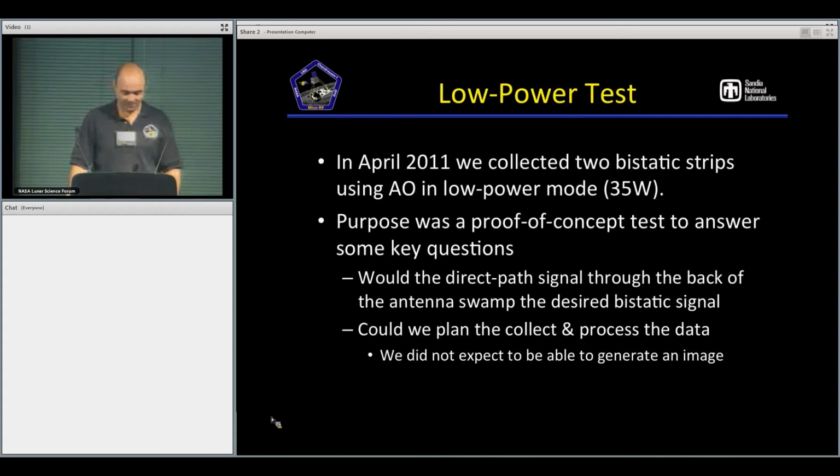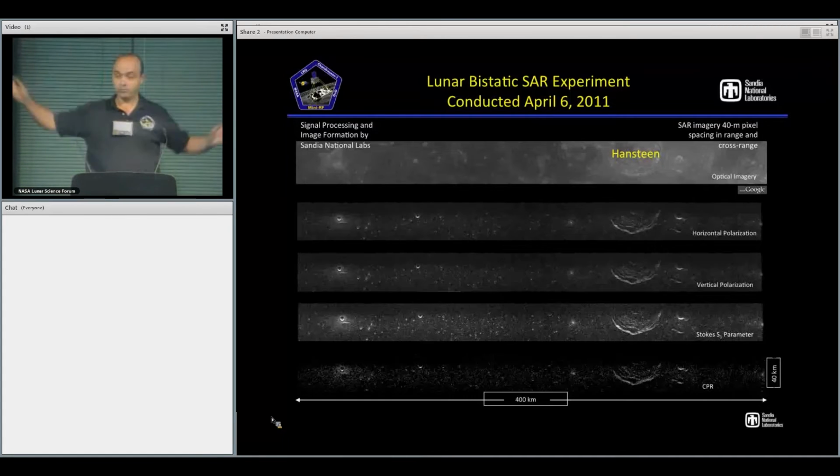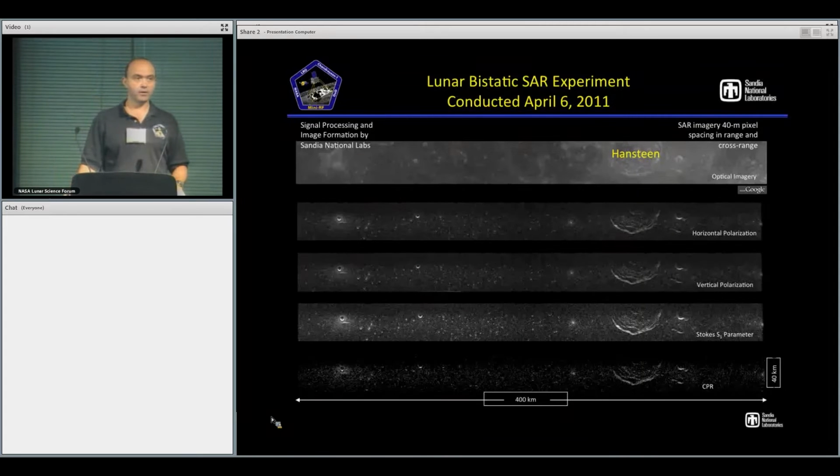So we conducted a low-power test of the system back in April last year with Arecibo in a low-power mode, 35 watts, and I shall come back to that power number. This was a proof of concept to make sure that we could design waveforms so that we could distinguish between the different signals hitting the instrument. You have the key one, which has bounced off the moon in a backscatter mode and come back. You've also got the direct path, because the Arecibo beam, once you get to lunar distances, is quite wide. So you've got the signal that hits the back of the antenna directly, and some part of that will leak through. And you've also got a forward scatter component that hits a sub-Earth point and bounces forward, again through the back of the antenna.